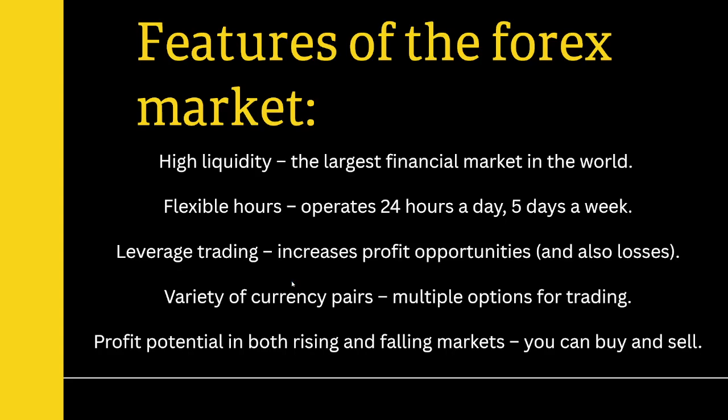The Forex market has a variety of currency pairs, which makes it one of the best markets and opens more options and more financial markets to trade from. It also has profit potential in both rising and falling markets, which means you can buy and sell. Some markets do not allow selling, you can only buy. For example, in the stock markets, you can only open buy positions, not short positions. Of course, after you buy, you can sell your holdings, but you cannot open a sell position, which is basically the opposite of buying. You profit when the price goes down, and we'll talk about this later on in the course.